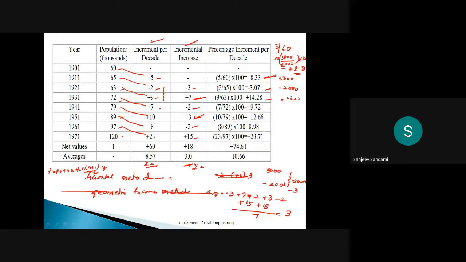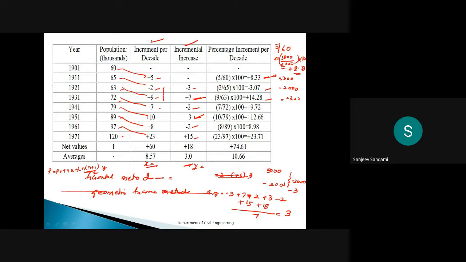So, totally this 120 will not come. Whenever you are calculating 5 divided by 60, that is the first case, multiply by 100. So here we will get plus 8.3. Here it will be minus 3 point, why? Because it is minus 2.